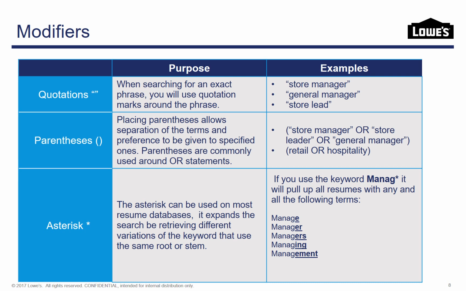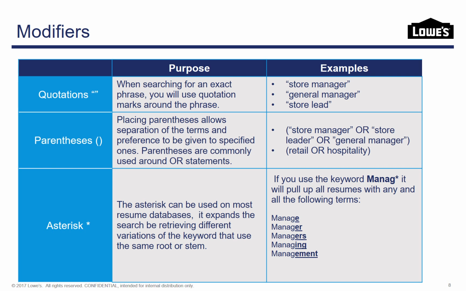Let's take a look at other commonly used Boolean modifiers. Quotations can be used to find phrases by connecting keywords within the quotation marks. In our example, we are searching for job titles store manager, general manager, store lead. Parentheses are used in conjunction with your OR operator. Be sure to place an open parentheses at the beginning of your OR string and a closed parentheses at the end of your OR string. I like to remember using the parentheses by saying you always need to hug your ORs.